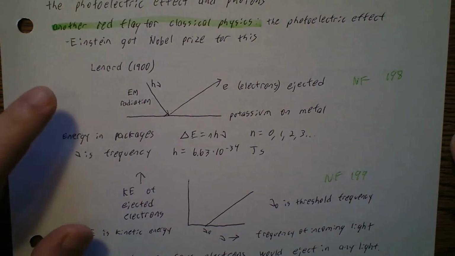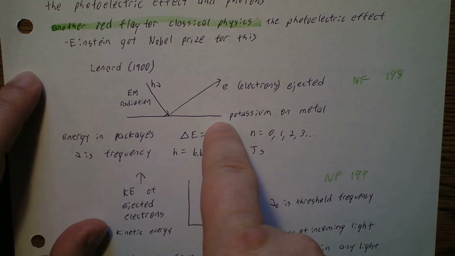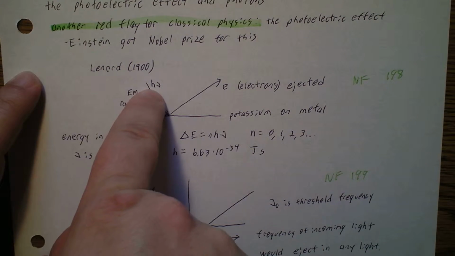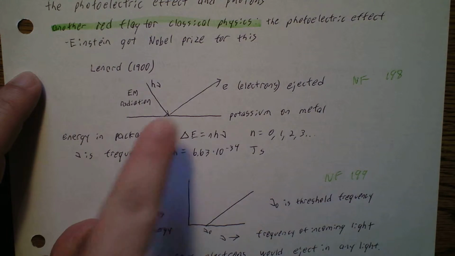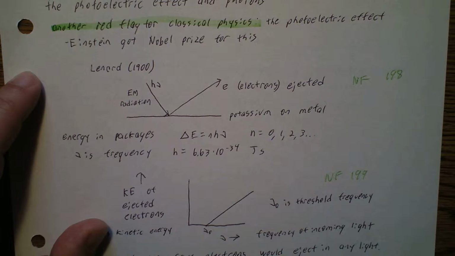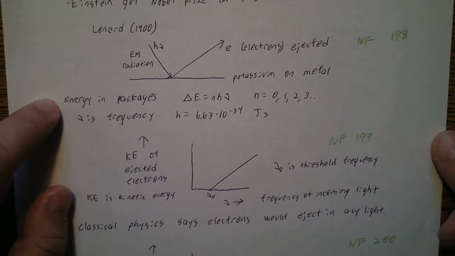So here's Lenard in 1900. Let's say we have potassium, a metal, and then here's h nu, the frequency. So this is light coming in. We have electromagnetic radiation coming in and knocking out electrons from their orbitals. So notice energy came in packages.